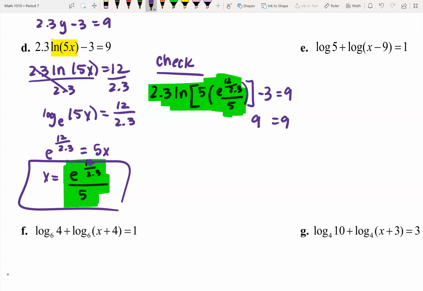Does anybody need me to go through the calculator stuff again? You're kind of looking at me with bad eyes. I'm a face reader. You have a calculator again? Okay, let's do the whole thing again. Who says yes, please? Yes.